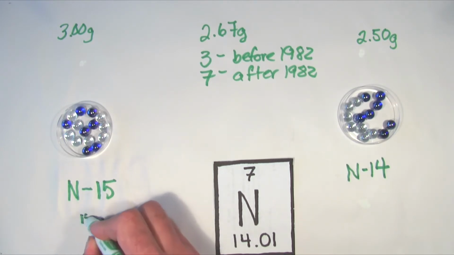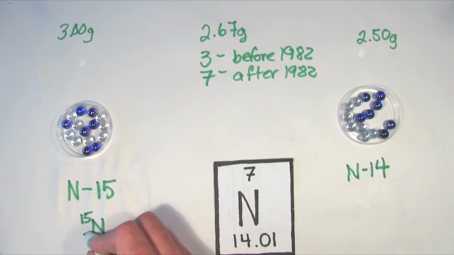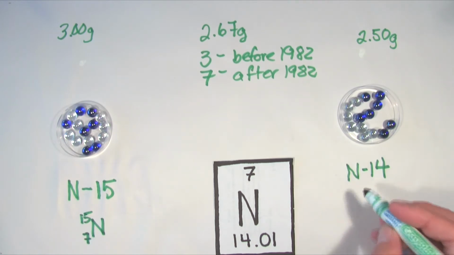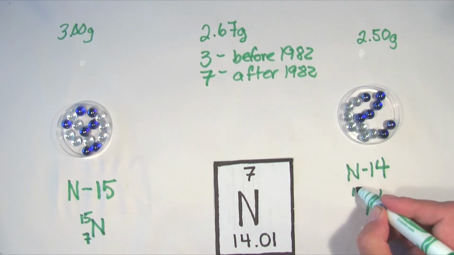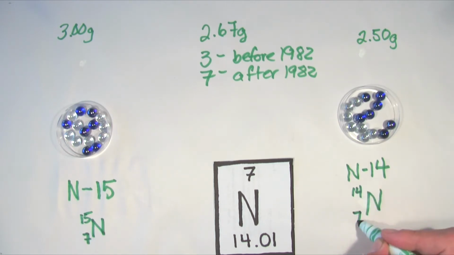It has a mass of 15, and there are 7 protons. So you have nitrogen with a mass of 14 and 7 protons. Well, where did we get this number from? This number lies between 15 and 14.